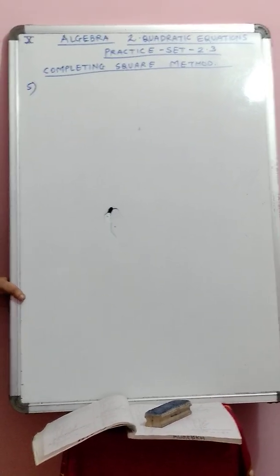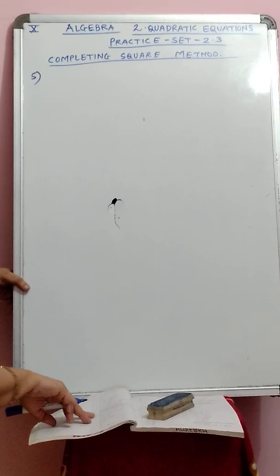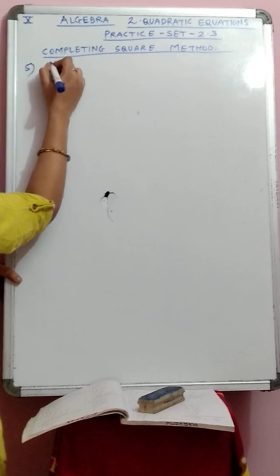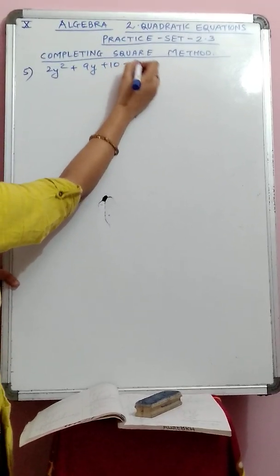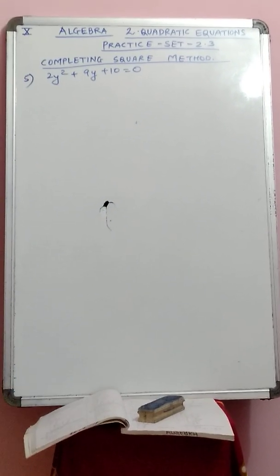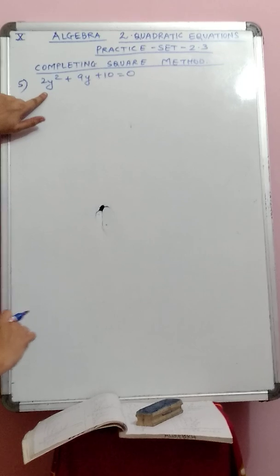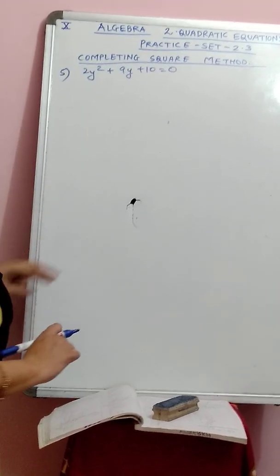Question number 5. What is the question number 5? In question number 5 it is 2y square plus 9y plus 10 is 0. 2y square plus 9y plus 10 is 0. Okay? Yes, it is correct. So first of all, there is a coefficient with y square, so I am going to divide the whole equation by 2.